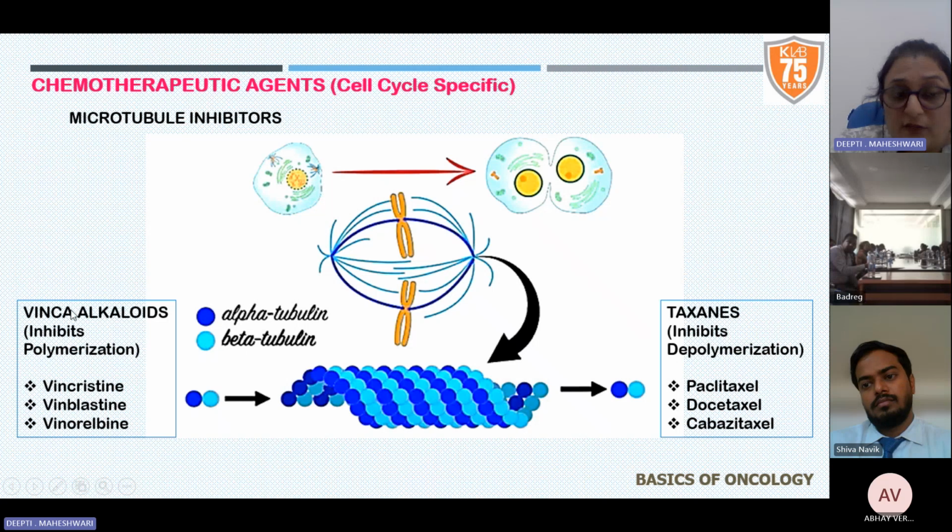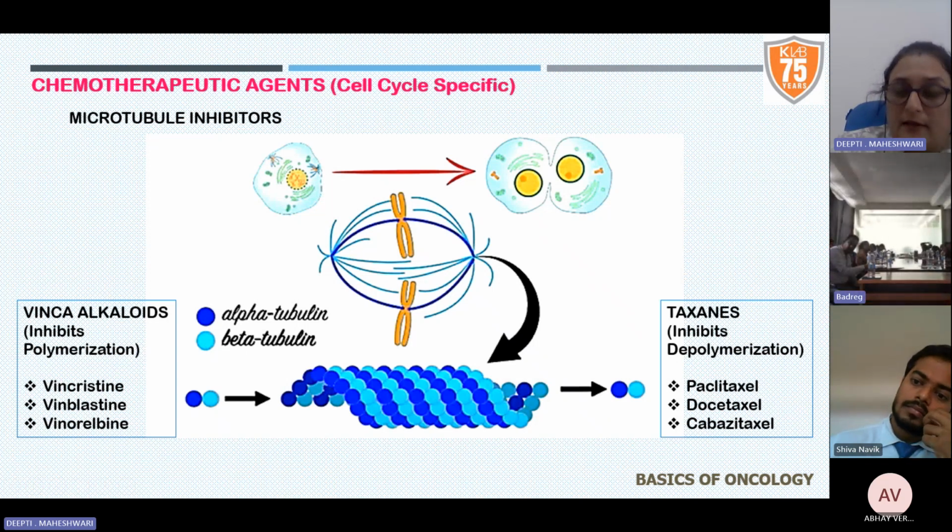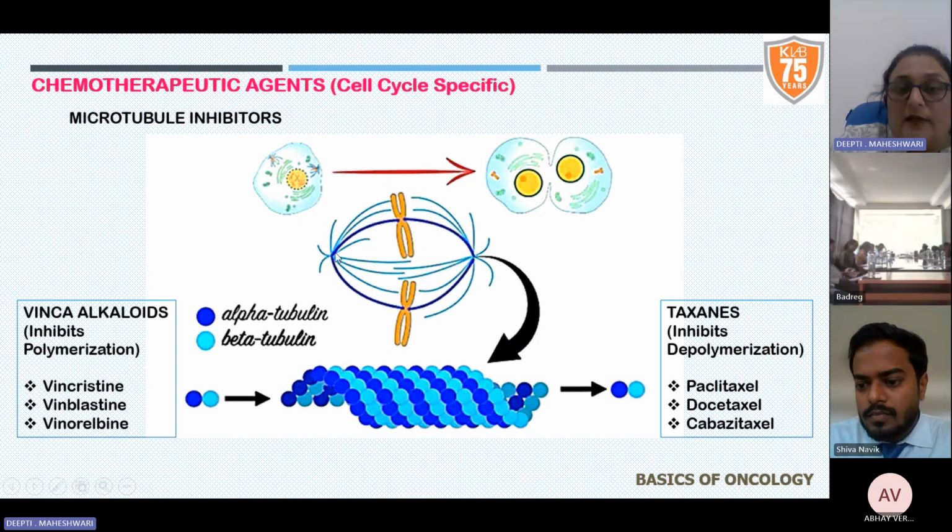So, which are those drugs which do that? Vinca alkaloids are the drugs. Vinca alkaloids are alkaloids which are derived from plants called Vinca. They are called periwinkle plants. So the products which are taken from periwinkle plants are called Vinca alkaloids. These Vinca alkaloids inhibit polymerization. What do you mean by that? They do not allow the mitotic spindles to be formed.